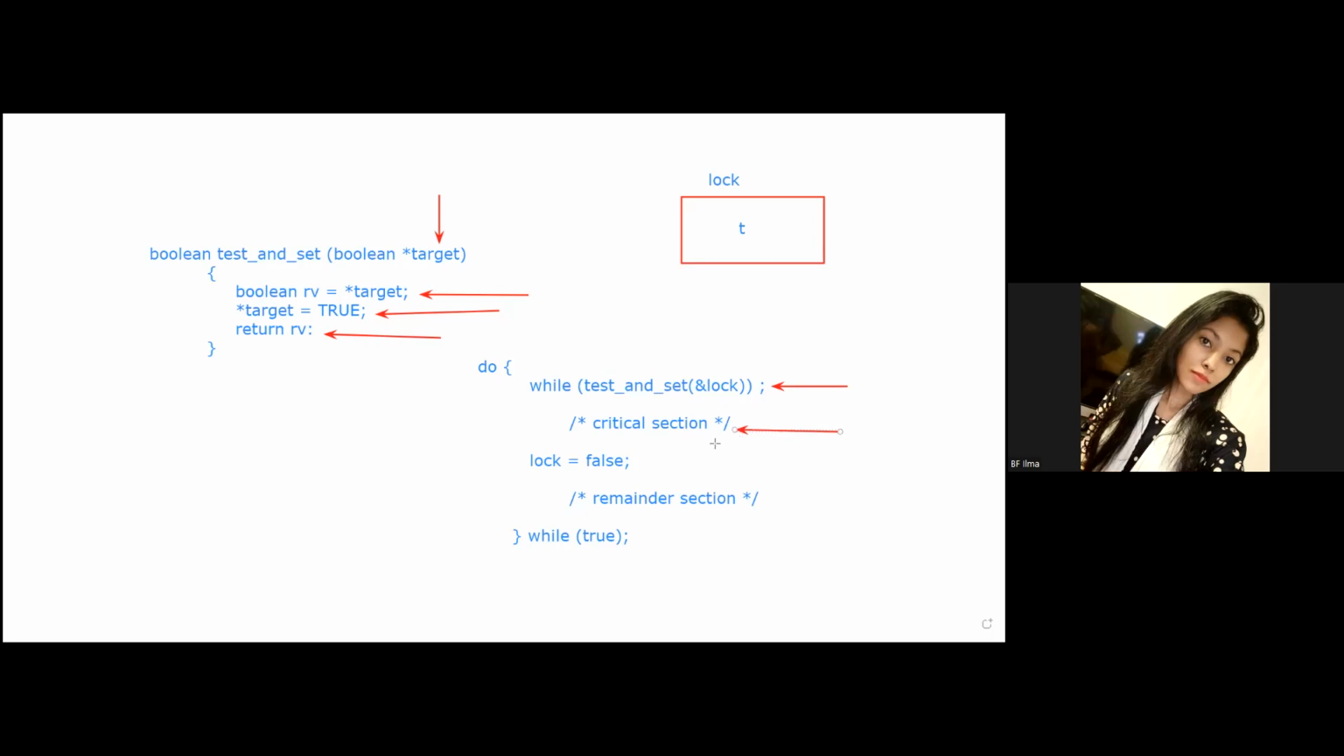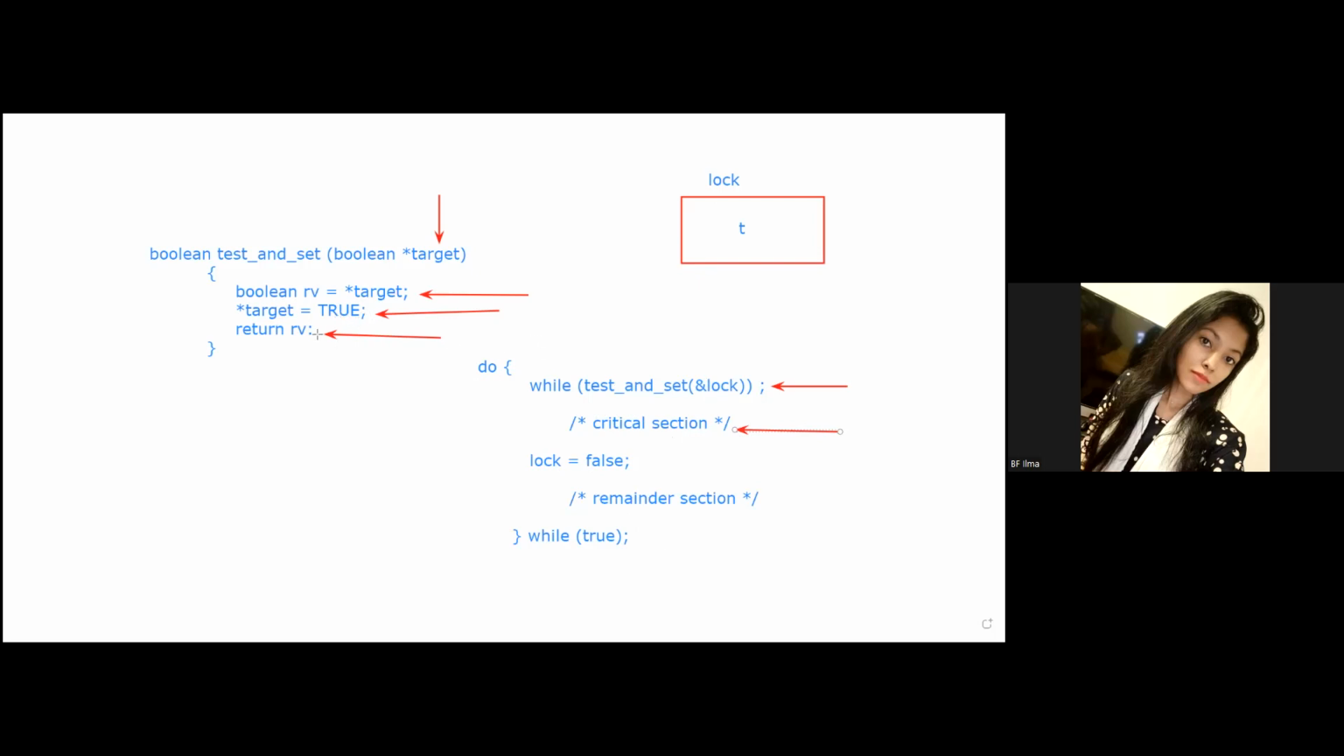Now, suppose while this process is in its critical section, another similar process tries to access its critical section. What would happen? The same structure is used. At its entry section, it will check while test and set with the lock variable. And then, since lock is true, it will return true. And also it will again set the value to true. There's no difference there.